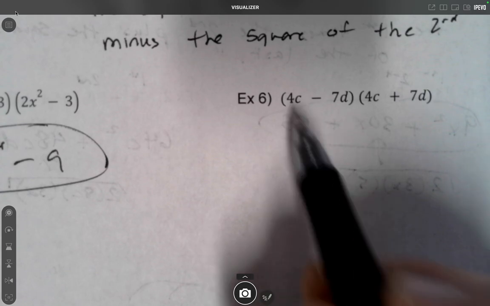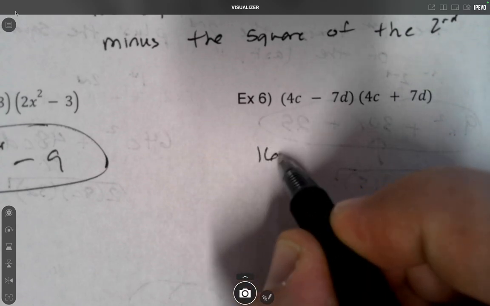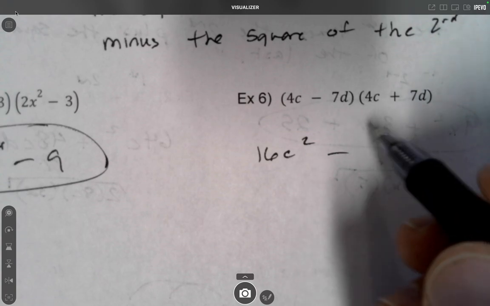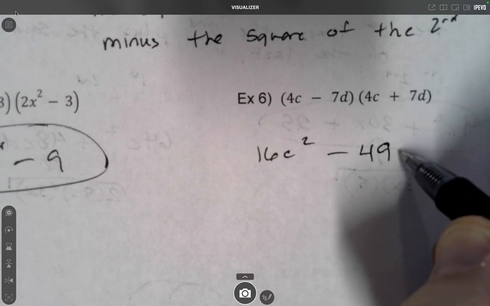So the first is 4c. 4c squared is 16c squared. Minus 7d is the second. 7d squared is 49d squared.